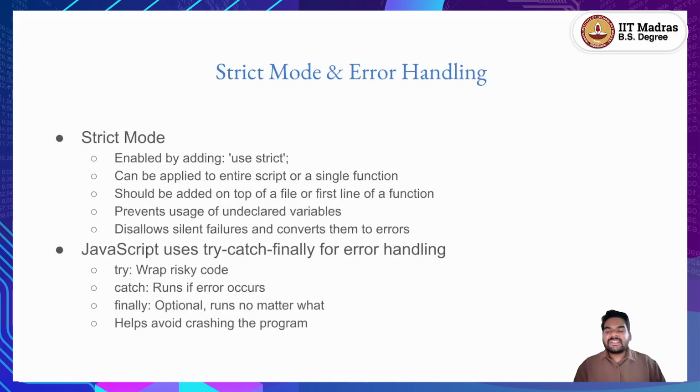Strict mode is like JavaScript's way of saying, hey, let's stop being sloppy. We can enable it by adding a "use strict" string on top of the file or a function. It helps in catching common mistakes, and also prevents the use of undeclared variables.